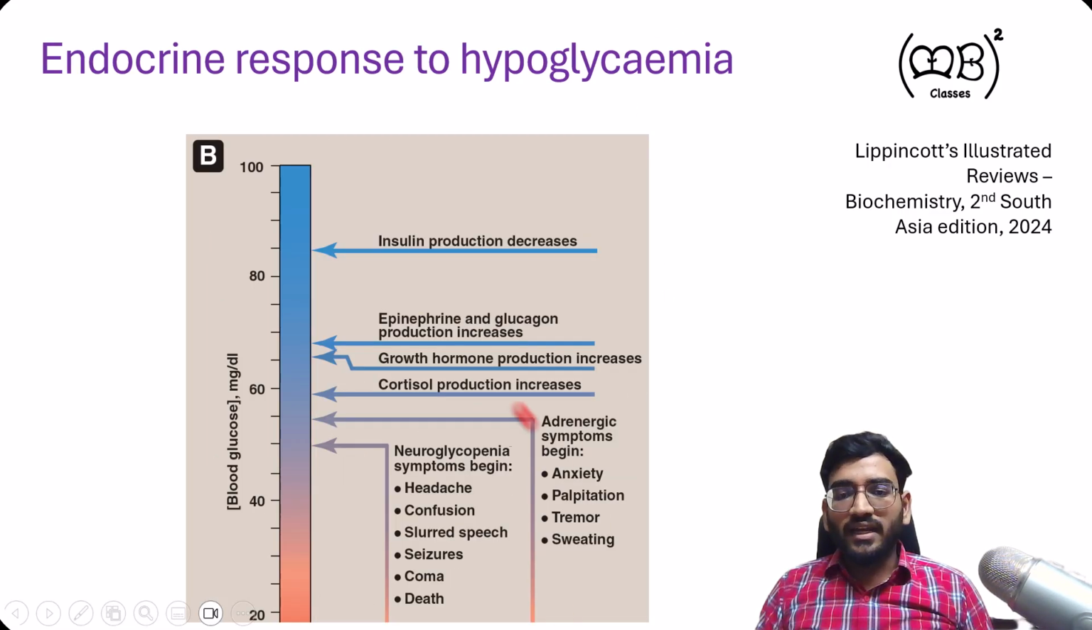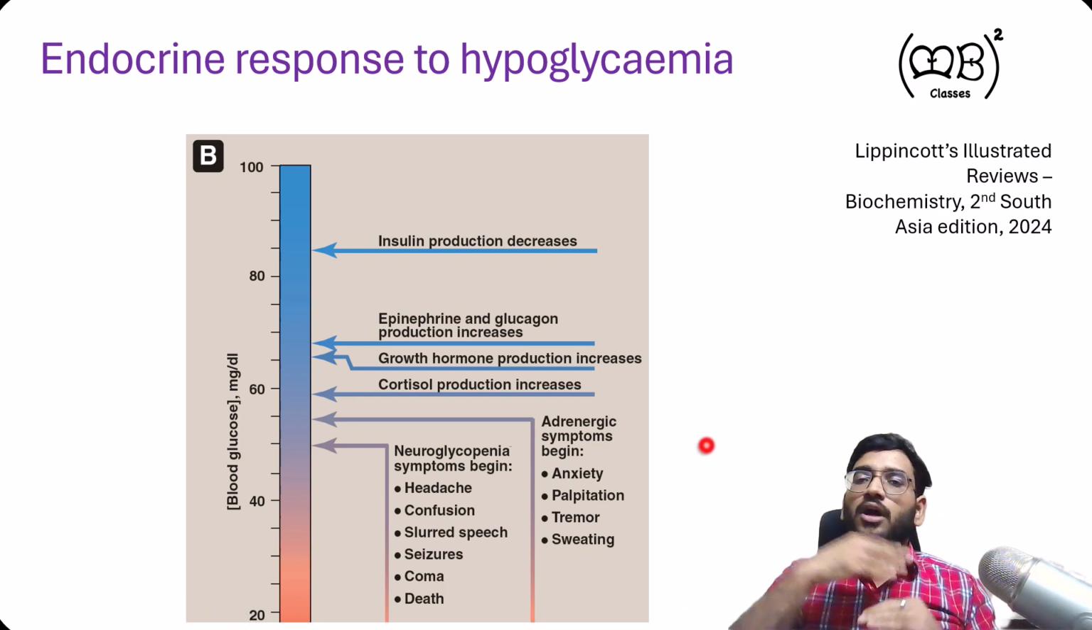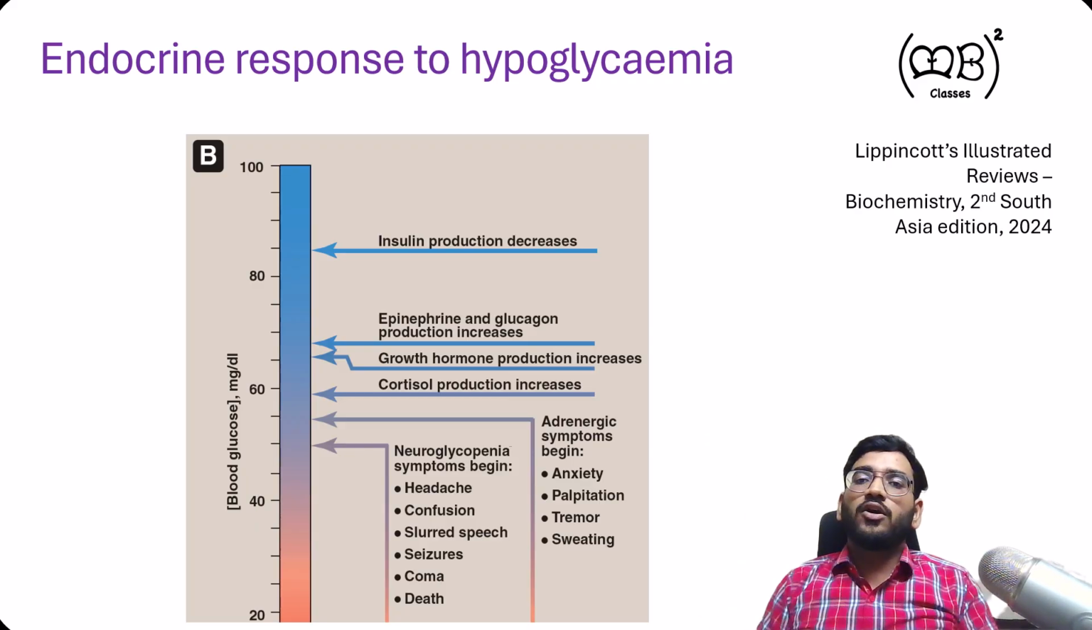Second, all these symptoms will also be blocked by the beta blockers. So there will be no anxiety, palpitation, tremor or sweating. So now the patient is going into hypoglycemia, the body cannot counter the hypoglycemia, and third, the patient does not even know that he or she is going into hypoglycemia. So that is why beta blockers are contraindicated in hypoglycemia.